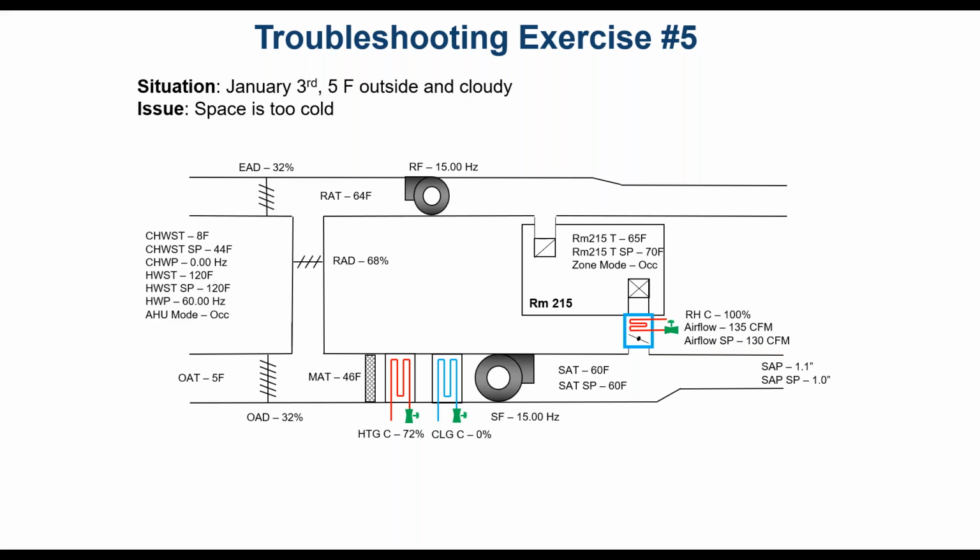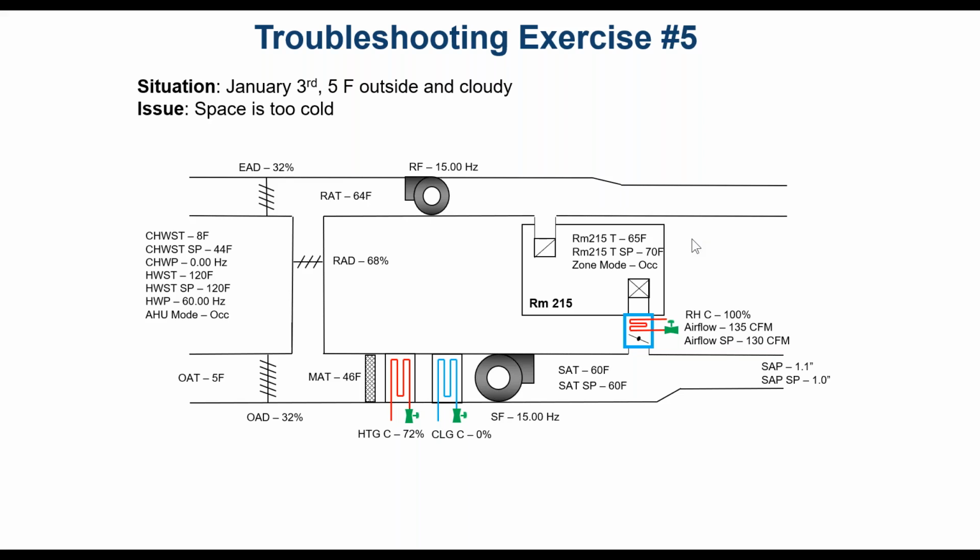Step 1, prerequisite, know the sequence of operation. I hope you know it by now. Step 2, if possible, validate the complaint or observation on the BAS. Space is too cold. Let's look at room 215 temperature. Looks to be 65 degrees Fahrenheit. Yes, I would say that the space is too cold. I could not work at 65 degrees Fahrenheit.